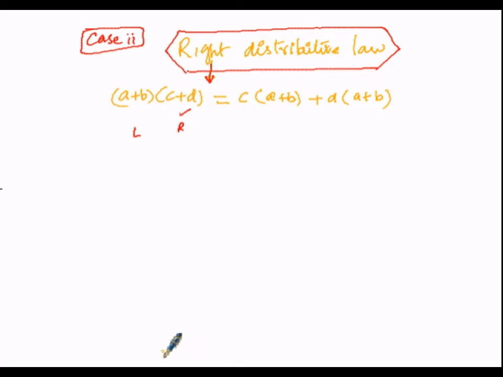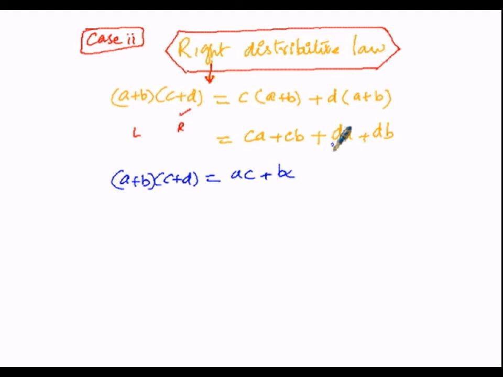So here that gives us c into a as ca plus c into b as cb or bc, plus d into a as da plus d into b as db. So in this manner I got (a plus b) into (c plus d) equals a into c as ac, plus b into c as bc, d into a or a into d as ad, then b into d or d into b as bd.